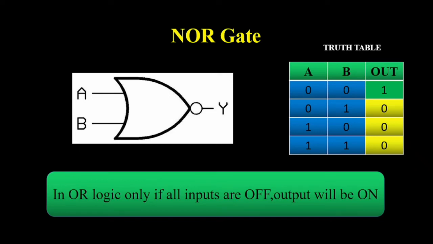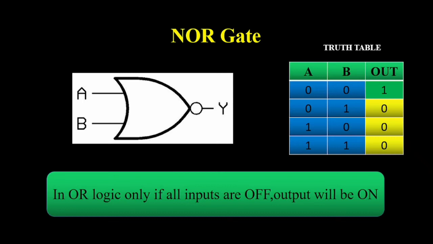Or if the two inputs are 0 and 1, the output will be 0. Or if the two inputs are 1 and 0, the output will be 0. Or if the two inputs are 1 and 1, the output will be 0. Hope by observing this truth table you understood that if all inputs in a NOR gate are off, it will provide on, which is nothing but 1. So for getting an output signal as on, all the inputs should be off in NOR gates.